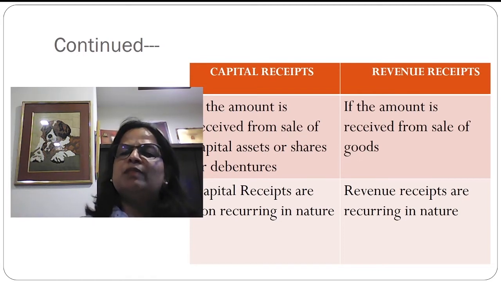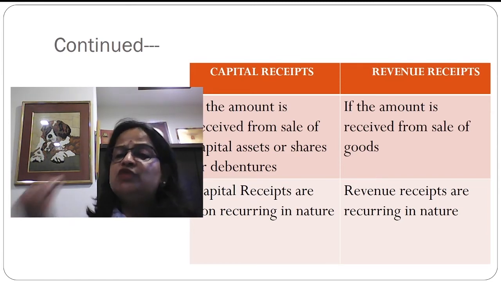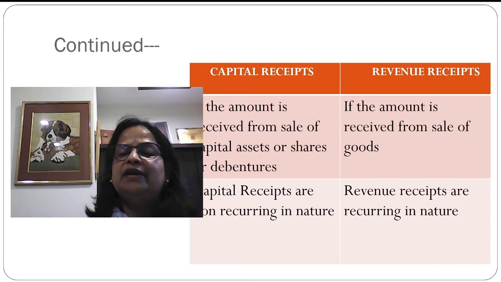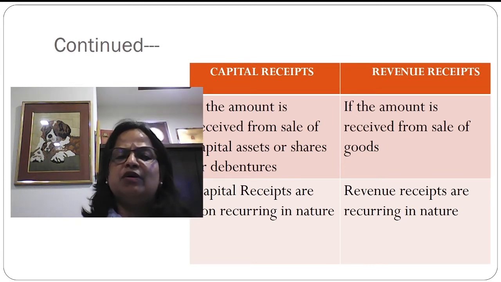If you go to the supermarket or the hypermarket, so many customers will be going there. Now with this lockdown period they are doing online sales also. So they will be getting sales from the customers. That will be a revenue receipt for them every day. That is their business and they're making income out of that.